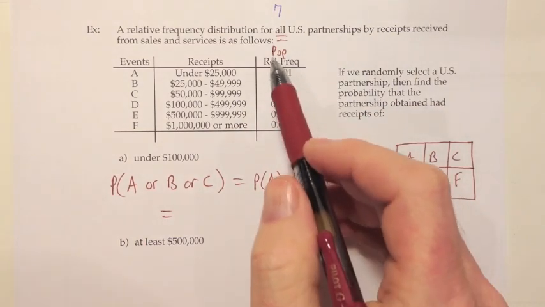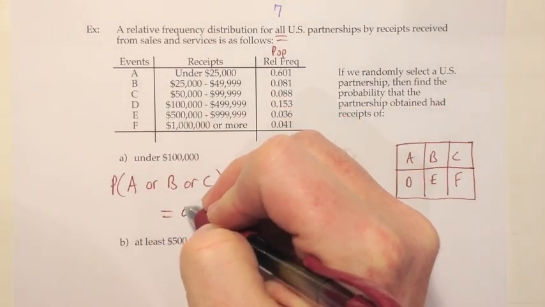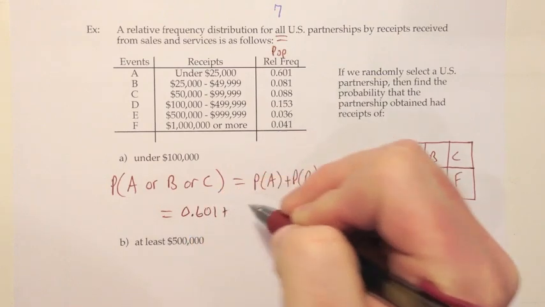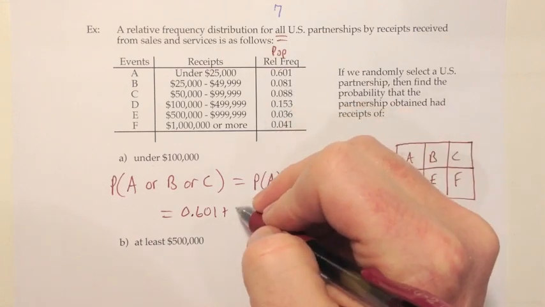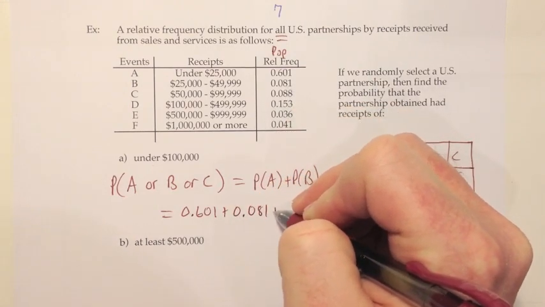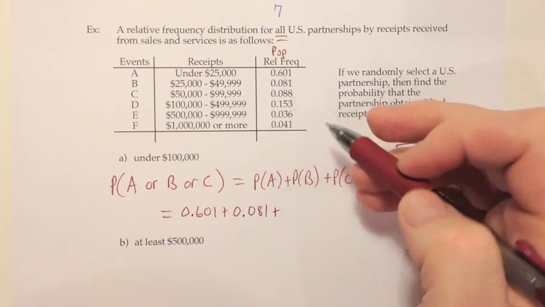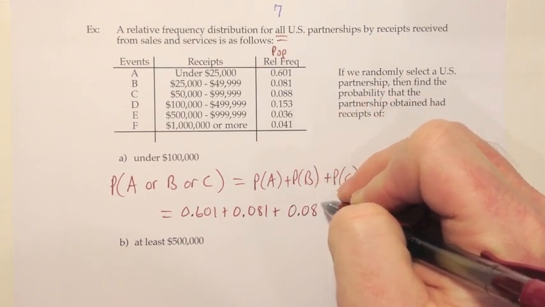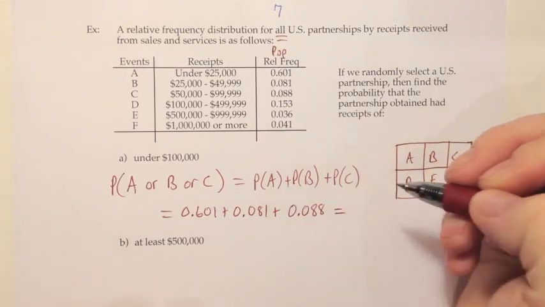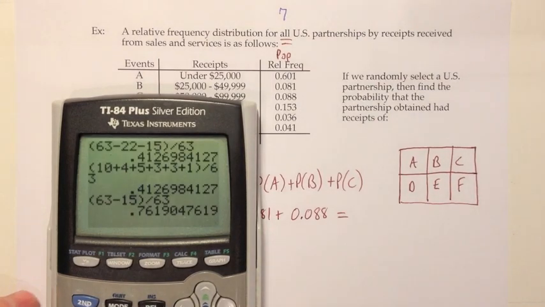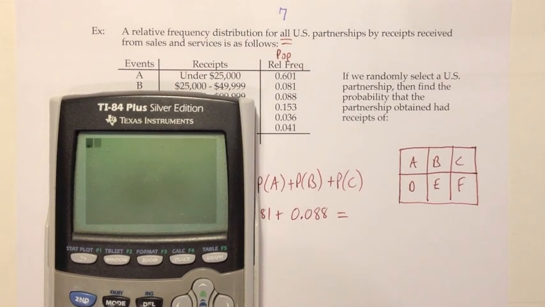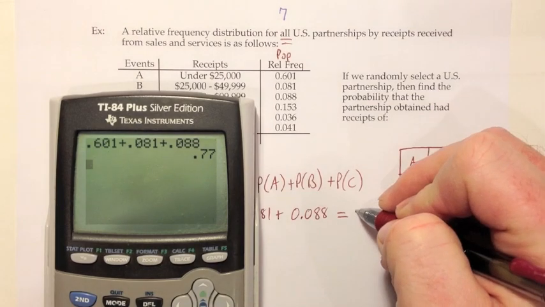So I can just fill these in from off the chart. The probability of A is the same as the population relative frequency for A, which is 0.601. And probability for B is the same as the population relative frequency for B, so that's 0.081. And the probability of C can be taken from the relative frequency as well, and that would be 0.088. And then if you add those together, you're going to come up with your probability for the overall event of being under 100,000. So let's see, that was 0.601 plus 0.081 plus 0.088, and that adds up to 0.77.